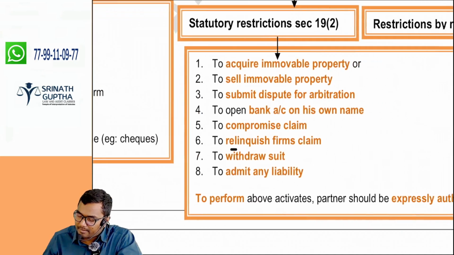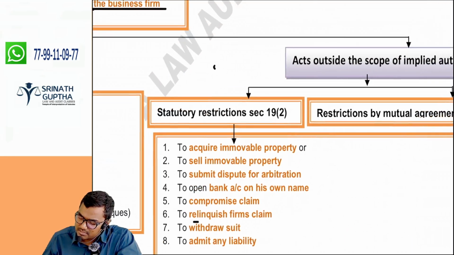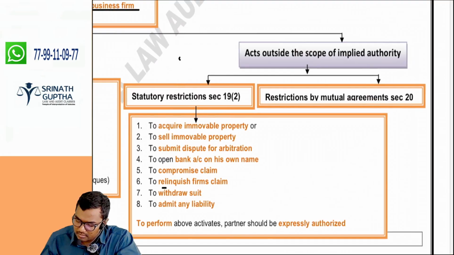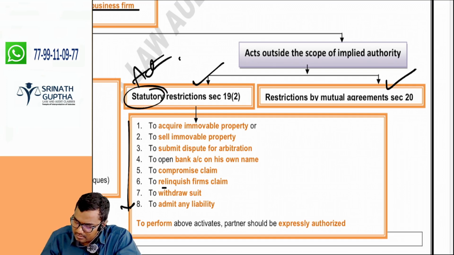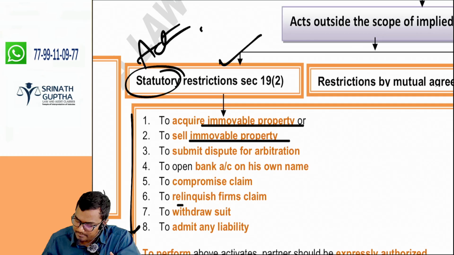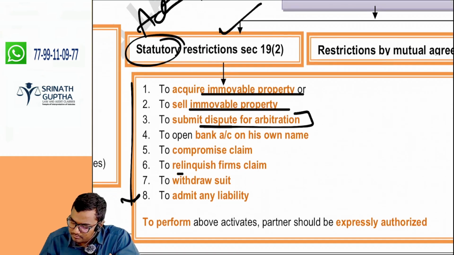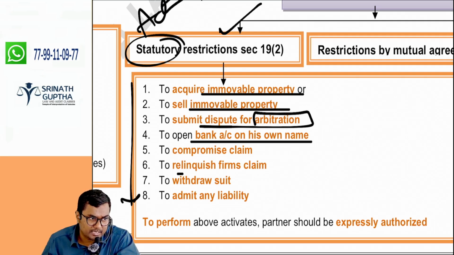Few things are there that a partner cannot do without the consent of other partners. Beyond the authority, there are restrictions on activities outside the scope of the authority, statutory restrictions and restrictions imposed by agreement. Statutory means the Act. As per the Act, a partner cannot do these activities without the consent of other partners. First, to acquire immovable property, you can't buy property without the consent of other partners. And to sell immovable property, like a building, without the consent of other partners. And to submit a dispute to arbitration, that is, a middleman to settle the dispute. And to open a bank account in the partner's own name: it must be in the firm name, not in the partner's joint name, but in the firm's own name.